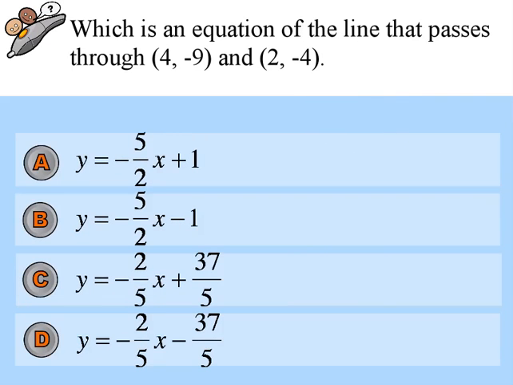Okay, let's look at this one. This one you're not going to be able to do that, you can see. Okay, you know what your slope's going to be. It's going to be one of 2 options. So it says, which is an equation of the line that passes through 4, -9 and 2, -4. I'll let you go on this one.